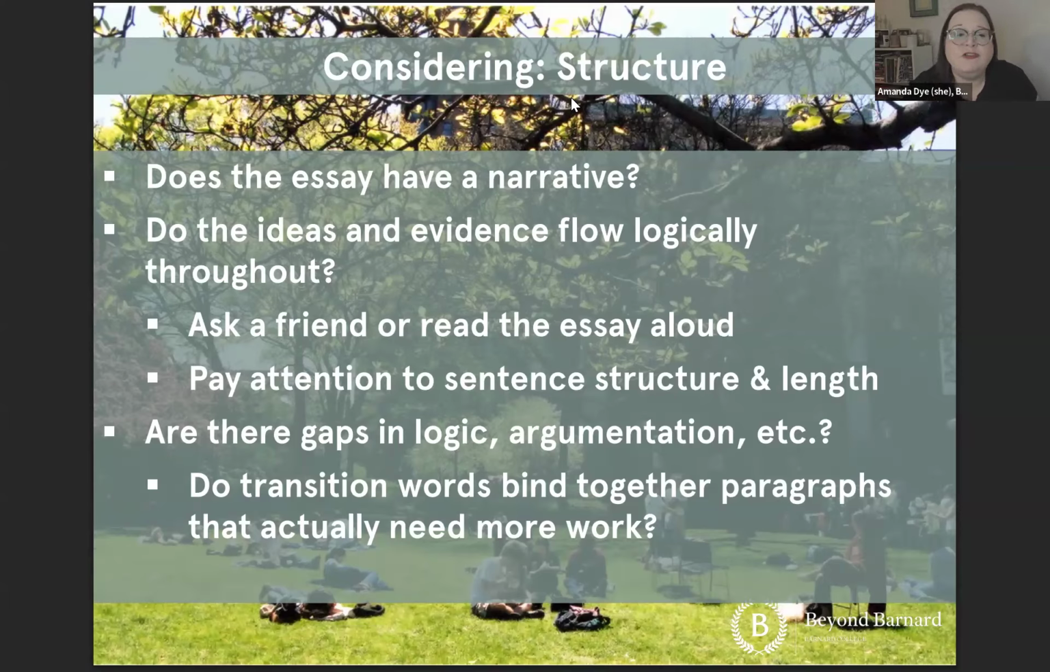So again, pay attention to sentence structure. Is everything making sense? Is the sentence long enough, not too long? Is there anything that would trip up the reader essentially? And again, are there any gaps in your logic, any gaps in your argumentation? Are you throwing in transition words that just stick paragraphs together without actually clarifying the connection between the two paragraphs? Those are the kinds of things you want to pay attention to.